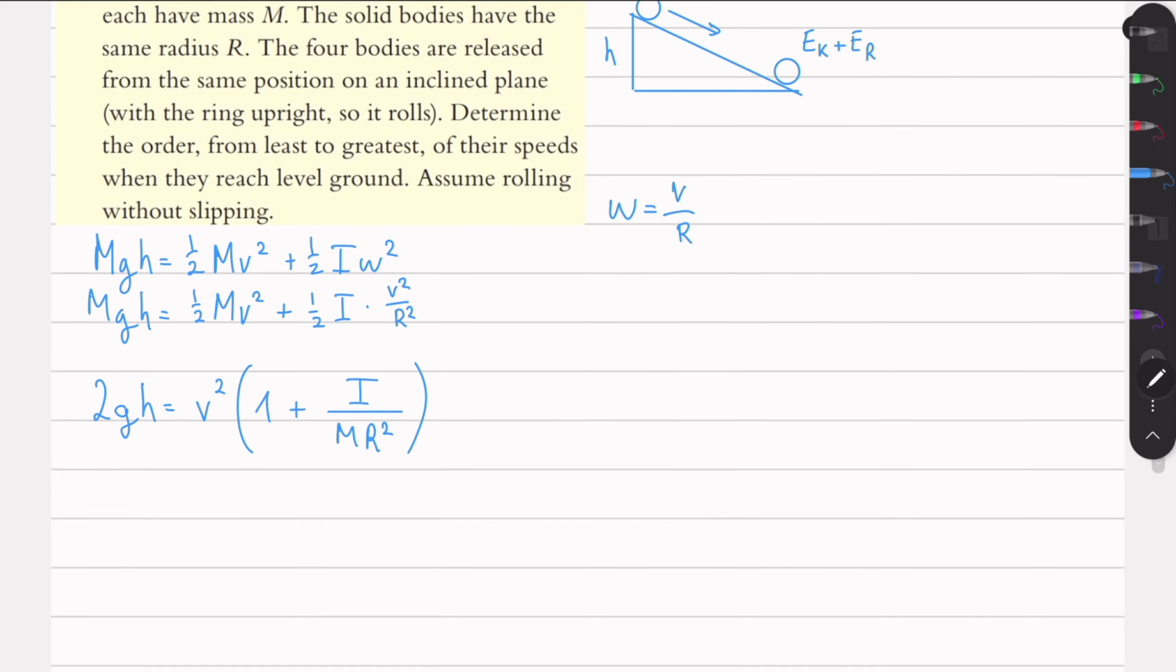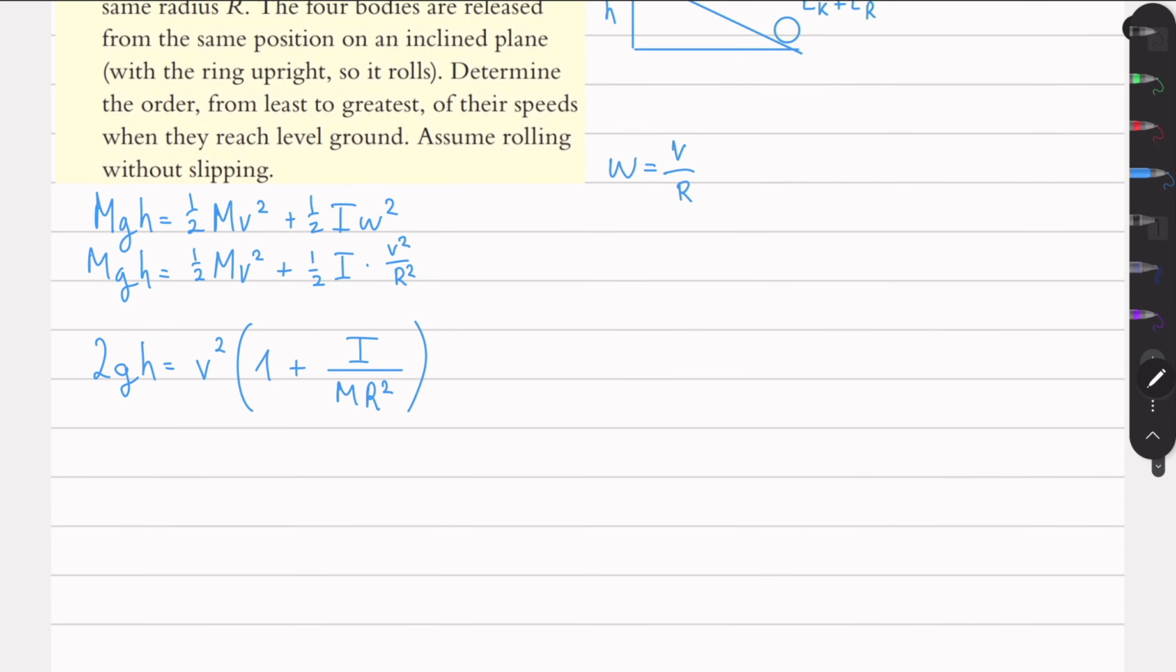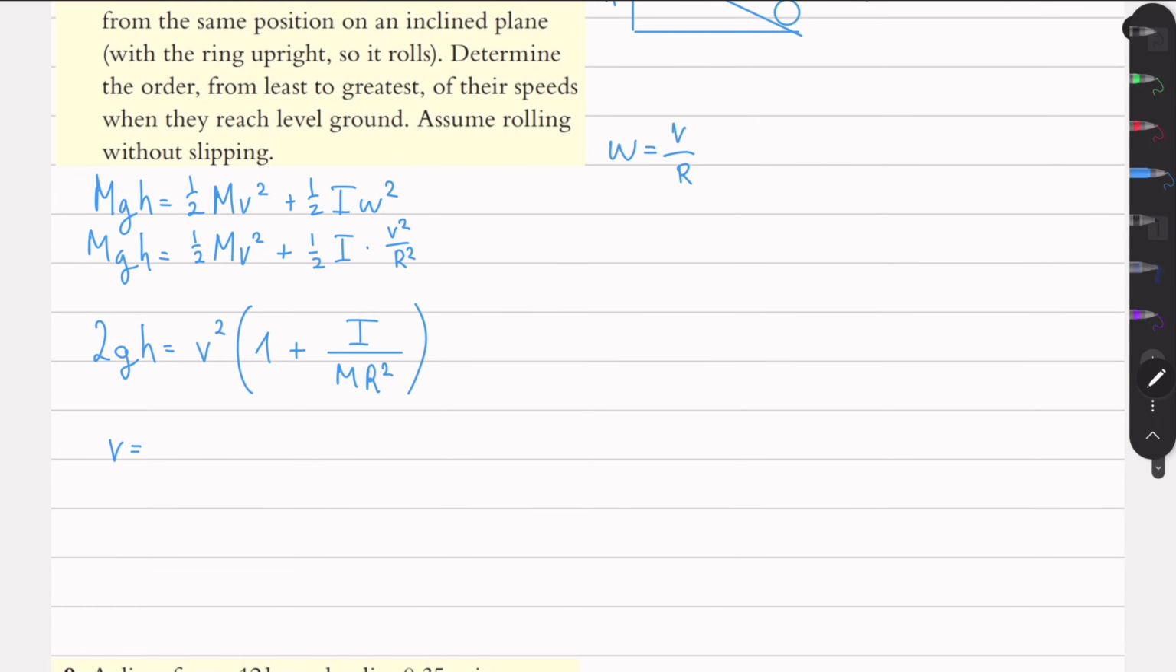So now we can solve for the velocity. We simply divide by this and take the square root. So we'll have this big square root here of 2gh divided by 1 plus I over mr squared.